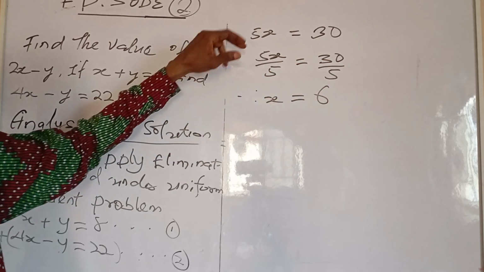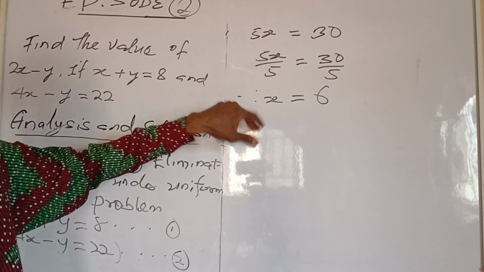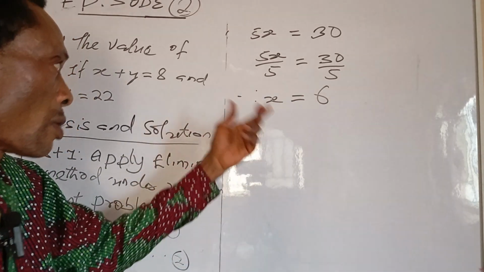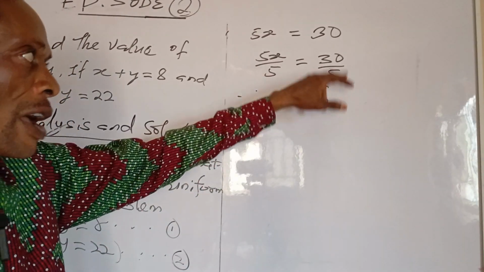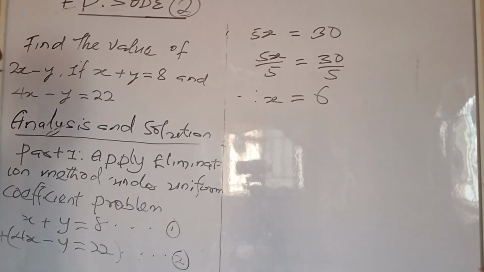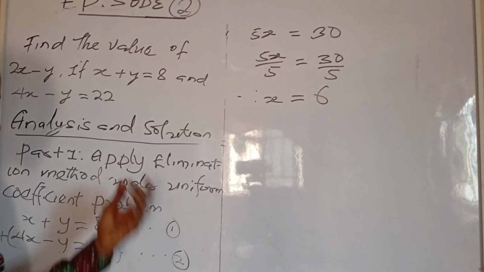Divide both sides by 5, because you are looking for the value of x. So 5x over 5 equals 30 over 5. Then x equals 6. So we continue with part 2 of the analysis and solution.